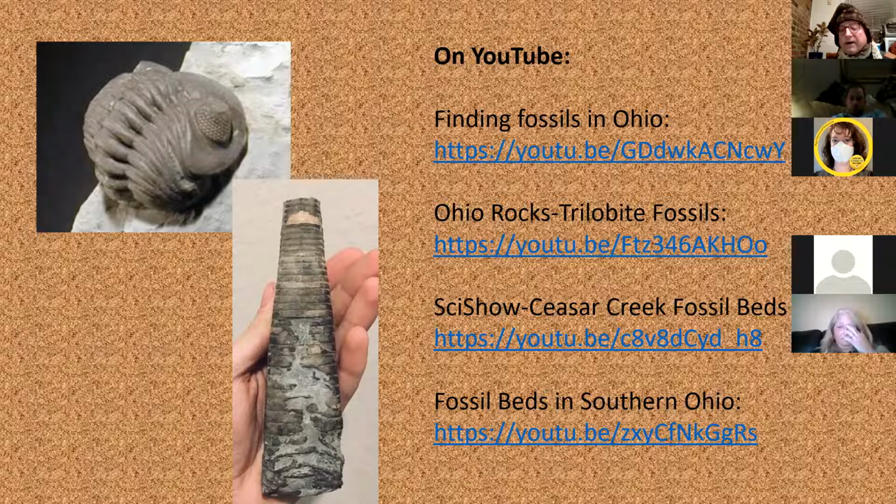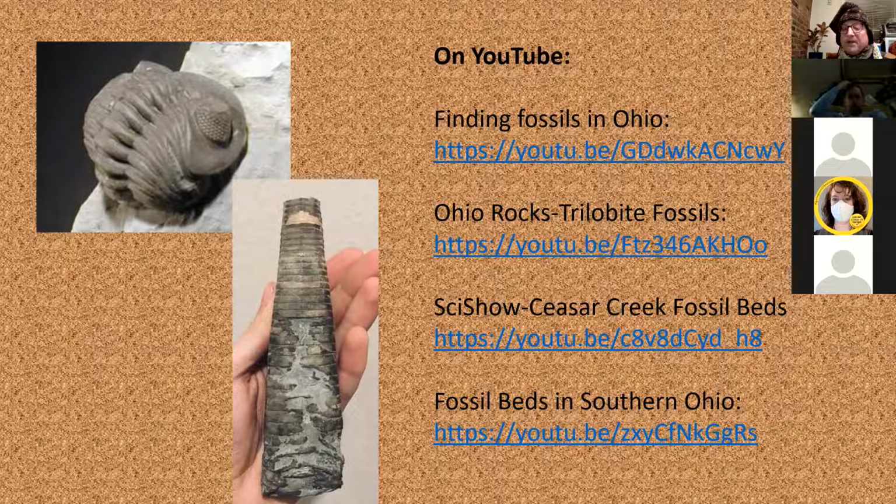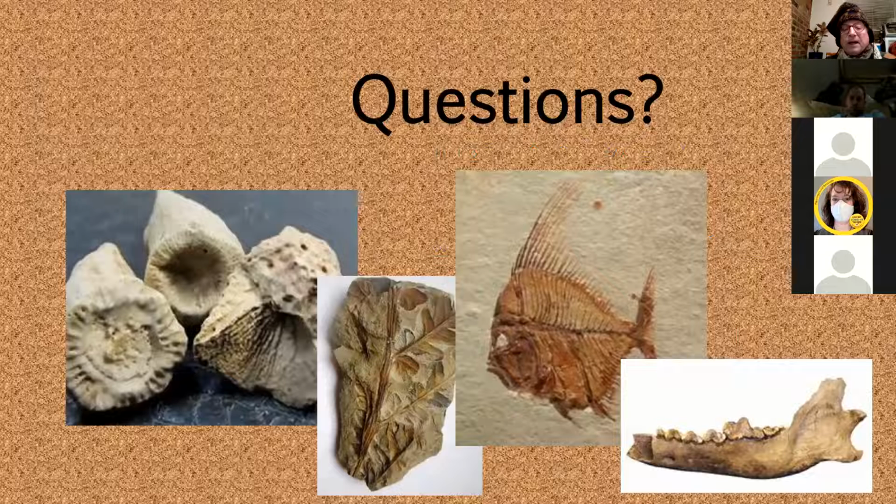Yeah. And then the fourth one is called Fossil Beds in Southern Ohio, which is just put on by a guy that does a lot of rock hounding around the southern part of the state. It partially covers Caesar Creek, that link there, but covers some other areas as well. Okay, now with that, before I get into show and tell, are there any questions?